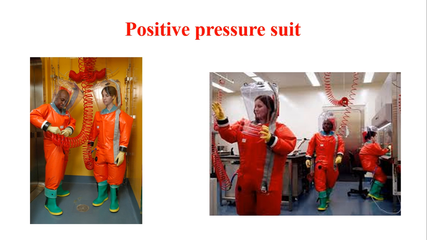Next thing is positive pressure suit. Now one thing you need to understand is positive pressure suits are only used in BSL 4 laboratories, nowhere else. As you can see, these suits are made up of very robust material, very thick material, which is plastic like, and this suit is completely airtight, in which, as you can see, this tube like structure which is hanging over here.